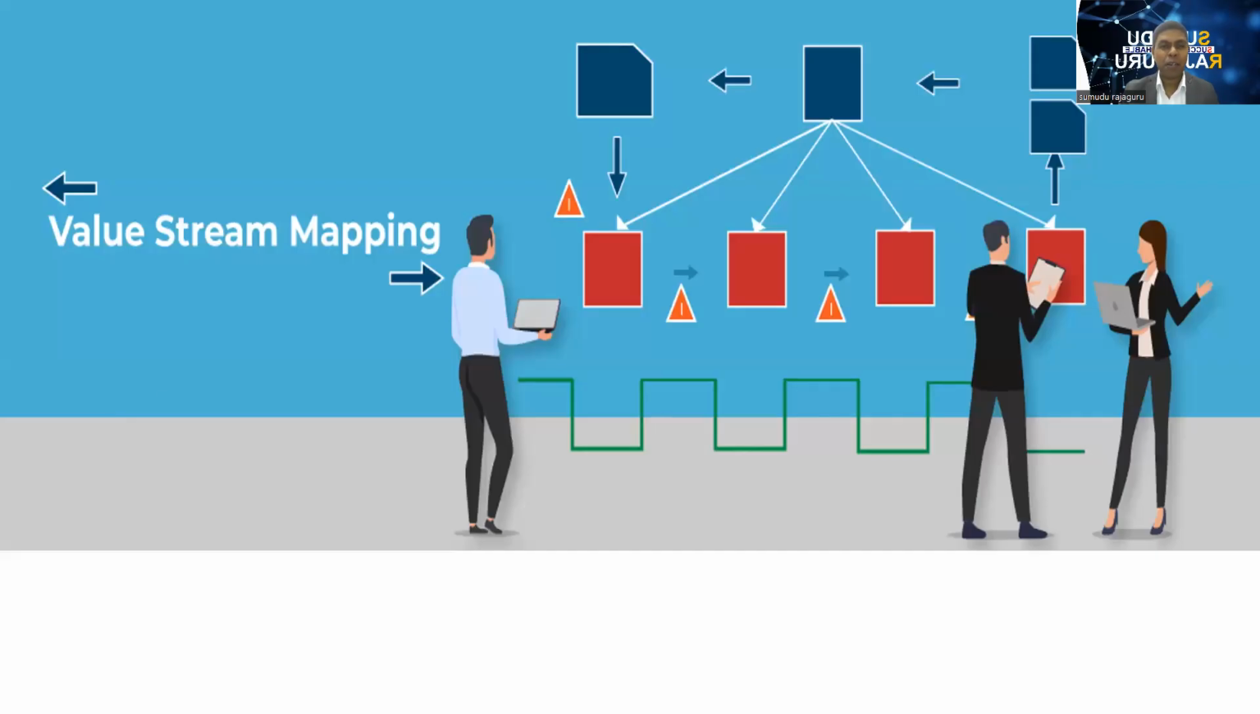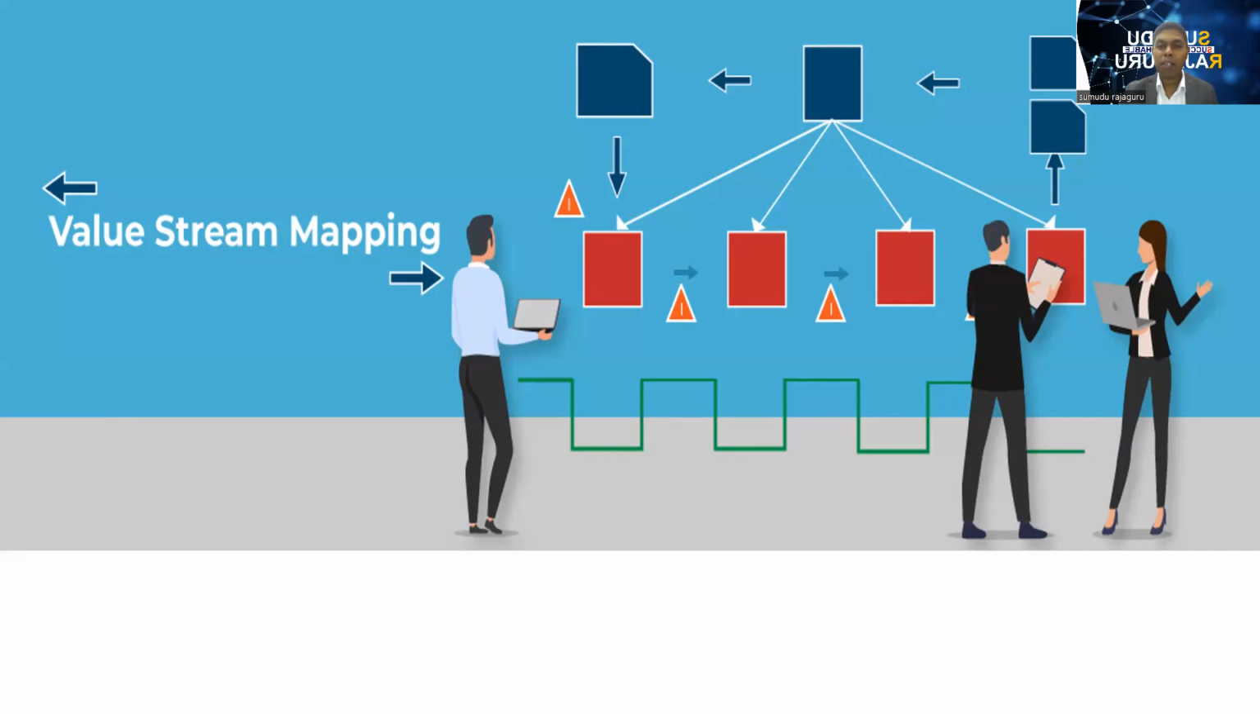Hello everyone. Today I'm going to discuss a very important topic in manufacturing. This is called value stream map. There is a statement by Henry Ford. Before we go into the improvement activities, we have to understand the current status.